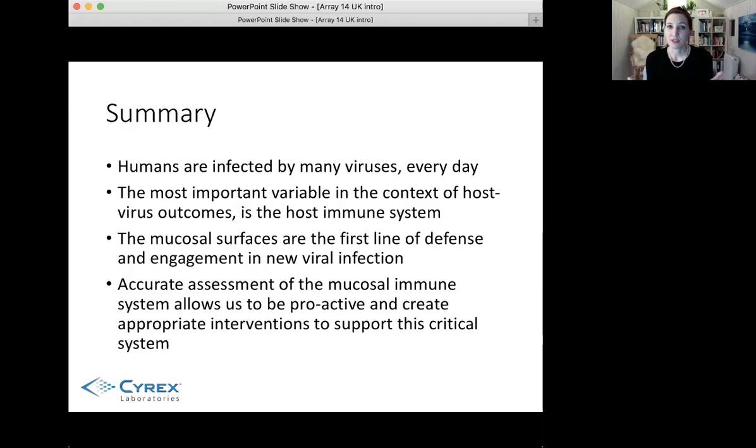So the mucosal immune system and cell-mediated immunity, such as phagocytosis and natural killer cells, are an important part of antiviral immune defense. And understanding where the weakness lies really helps us to be practical and guided in our interventions, as opposed to just making general immune strategies, which may or may not be required or effective.